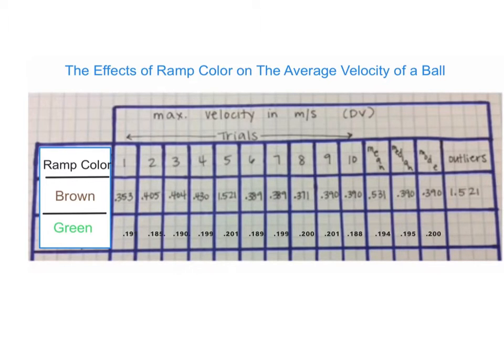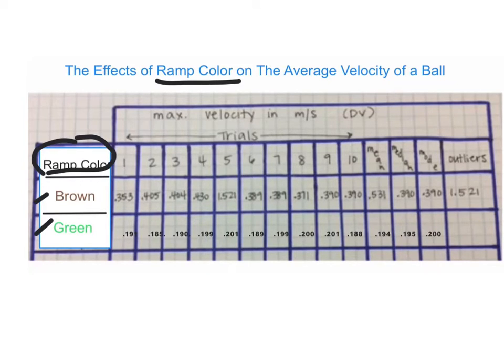Now, you're not going to have the same title because you tested the effects of, I'm guessing, not ramp color on the average velocity of the ball, but something else, like maybe ramp height. So whatever your independent variable was, you're going to replace ramp color with your independent variable. You're going to do the same thing here in this part of the data table. You're going to write your independent variable there, and instead of your two ramps being brown and green, your two ramps are going to be whatever the difference was between your control and experimental group.